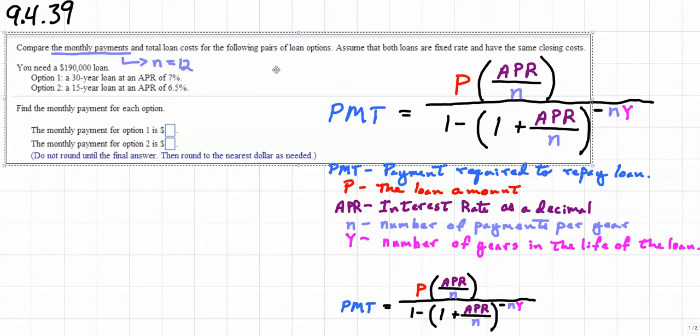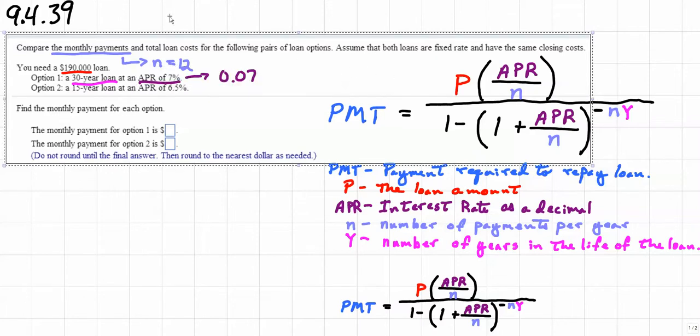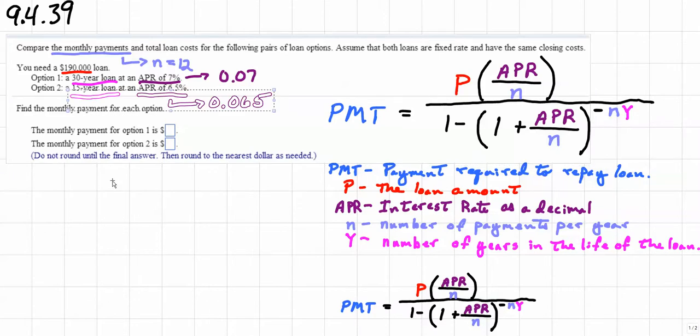We're going to look at the fact that the monthly payments, or N, is equal to 12. Since there are 12 months in a year, our monthly payments mean that N is equal to 12. We're also looking at the fact that P is going to be $190,000. Option 1 has a 30-year loan with an APR of 0.07. That's 7% as a decimal. Then option 2 is a 15-year loan with an APR of 6.5%, or 0.065 as a decimal.